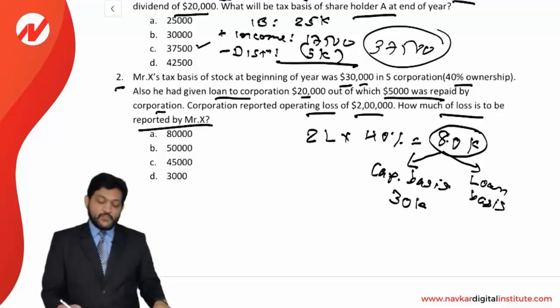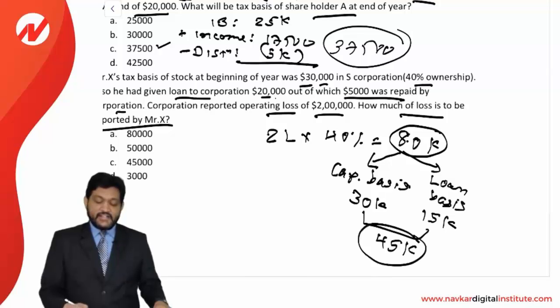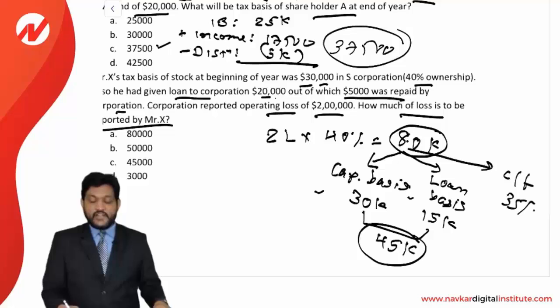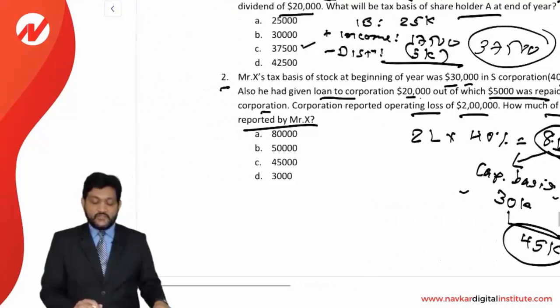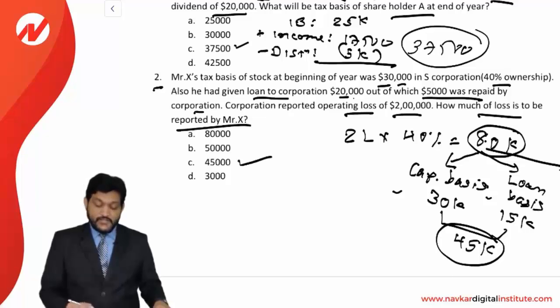Now how much is the loan basis? Out of 20,000, 5,000 of loan has been repaid, so 15,000 is the loan basis. So he can deduct 30 plus 15, that is 45,000 of loss, as capital basis and loan basis, and the remaining will be carried forward. So the remaining will be 35,000; 35,000 of loss will be carried forward. So 45,000 can be reported in the current year as a deduction. So the answer is C option.